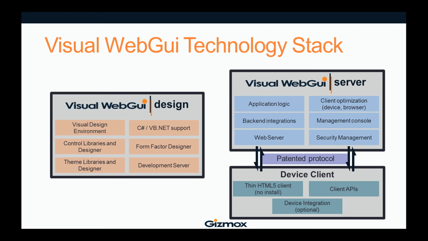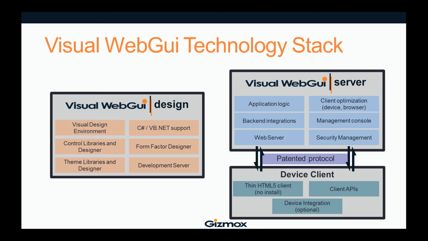On the server side, you get the enterprise level, or production level, kind of features that you need: scalability features, security features, a management console, and the ability to optimize the client or serve different clients. While in the design time tool you design different layouts for different devices, the server is responsible for serving those different layouts to those specific devices.